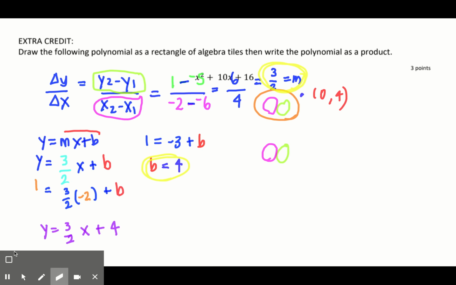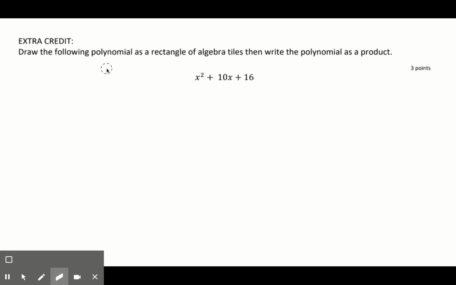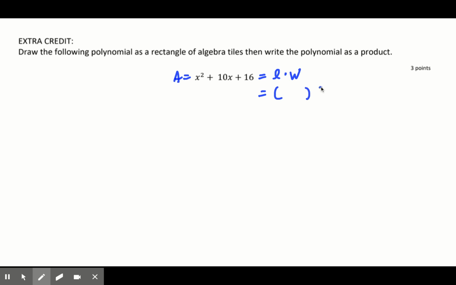Okay, it says draw the following polynomial as a rectangle of algebra tiles, then write the polynomial as a product. So basically this is the area, right? And you want to write it as length times width. So it should be like in parentheses length and in parentheses width. So here's your algebra tile x squared. And remember that always goes in the bottom right corner.